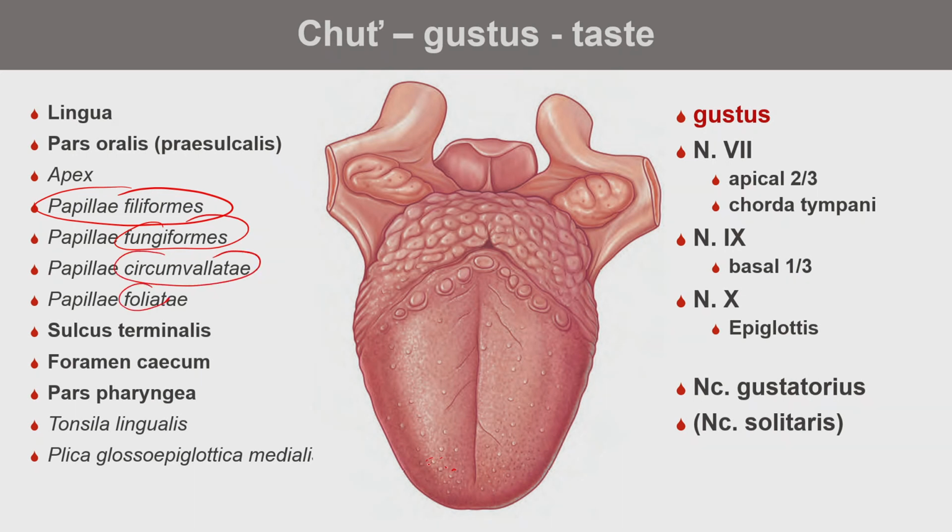So filiform are here, fungiform are those larger ones, you know them, circumvallate, and here also foliate. The tongue is divided into the apical part and radix. Radix and apical part is split by the V-shape sulcus terminalis. In the middle is foramen cecum. Then we have here fossa palatina, and this is epiglottis.